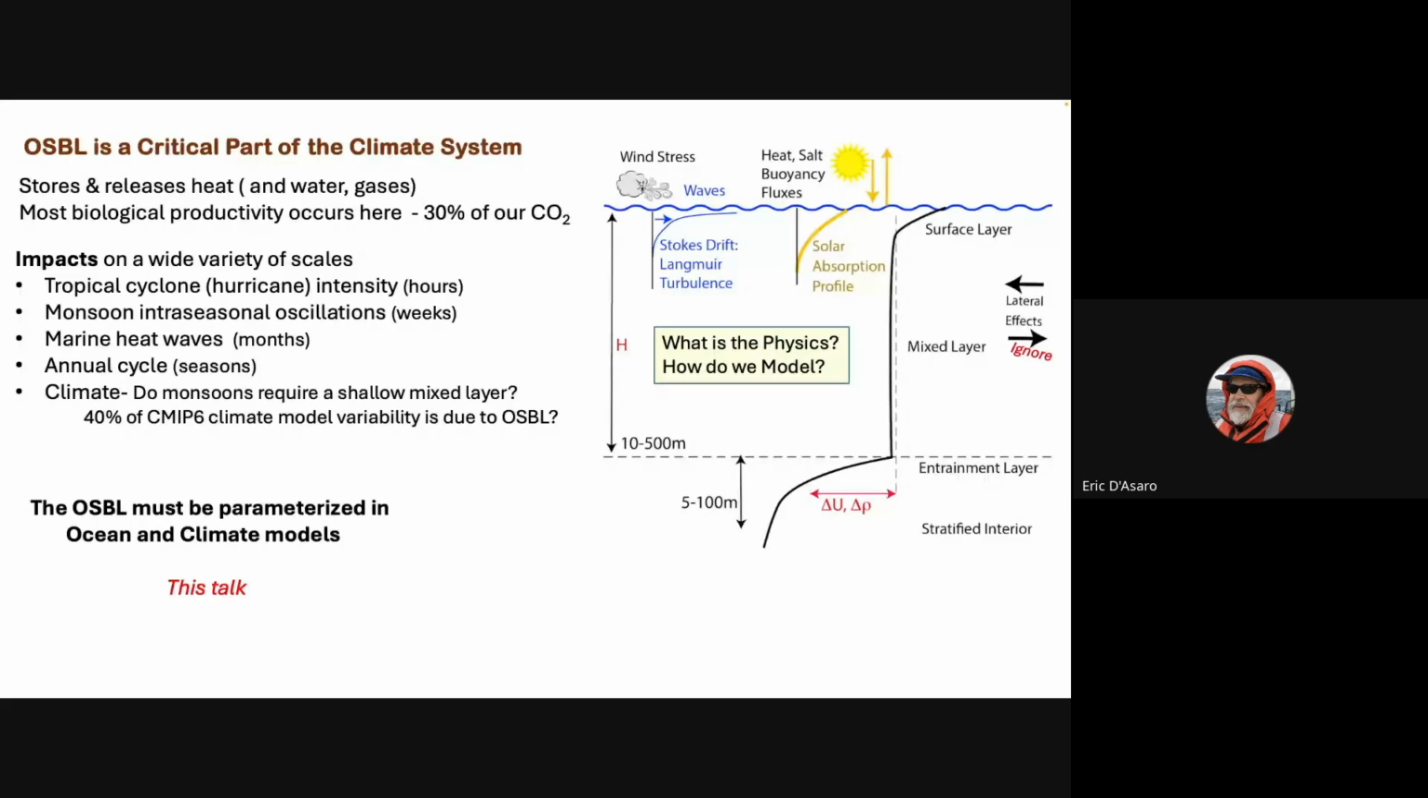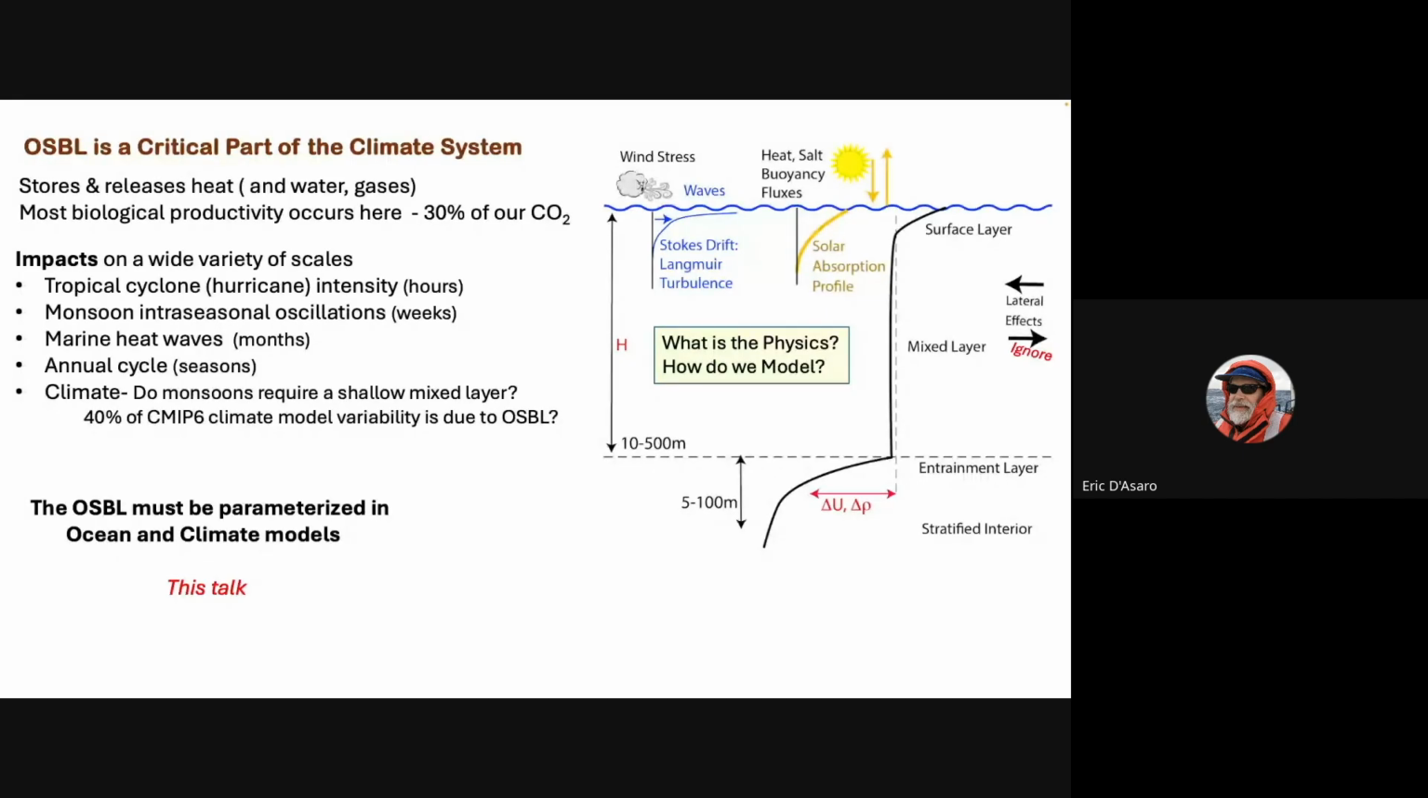And for the larger climate system, just some teasers, there are suggestions in the literature that you wouldn't even have monsoons unless the layer was a certain thinness. If you look at the variability between the different CMIP climate models, a good fraction of that is probably due to how the models deal with this layer. So we have to model this, we have to parameterize it in ocean and climate models, and that's what this talk is about. Here's a little bit more on the physics of the upper ocean.